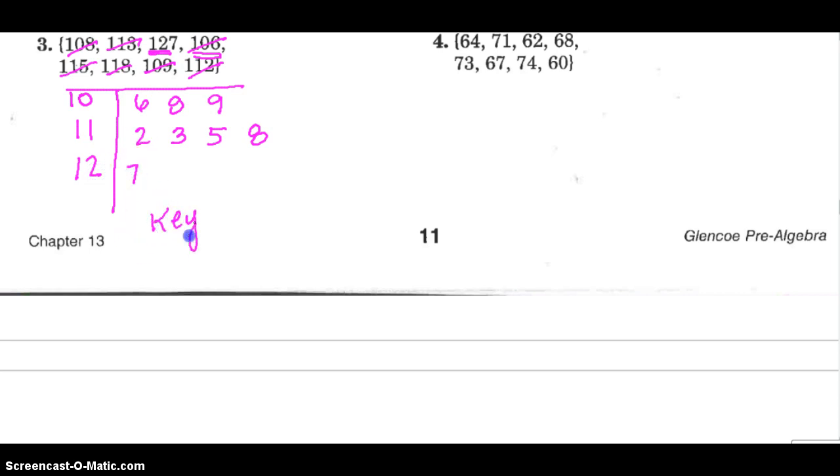So write a key, which lets me know that we had the hundreds place. You can pick 10/8 and show me that that stands for 108. That lets me know how to interpret the stem and leaf. Most of ours are only going to be 2-digit numbers, but I wanted you to know how to handle a 3-digit situation. All right, I'm going to let you do 1, 2, and 4 on your own.